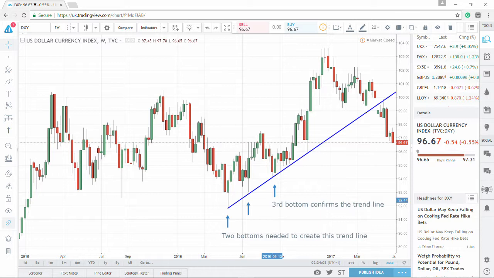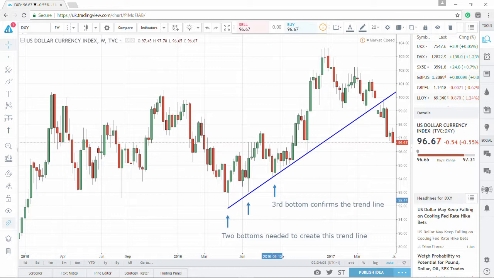When drawing support, resistance, and trend lines, there are some rules to consider. Number 1. Connect bottoms with bottoms and tops with tops. Do not mix them. 2. Don't try to make support, resistance, and trend lines fit the market. Draw what you see. 3. Support and resistance should be considered as zones and not static lines. I'll explain a way how to draw support and resistance as a zone in my next video.